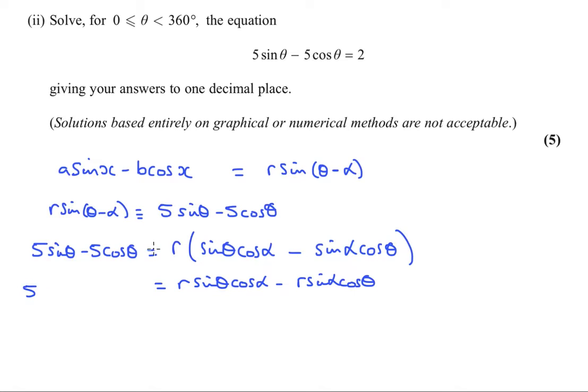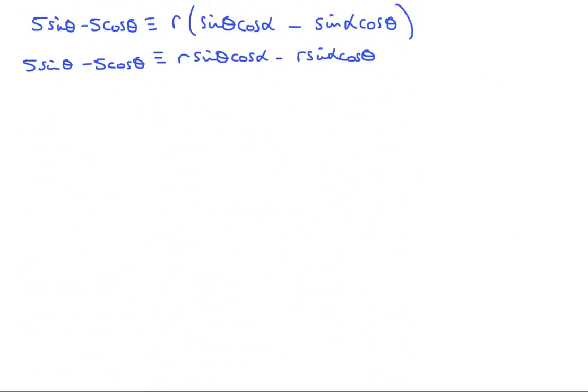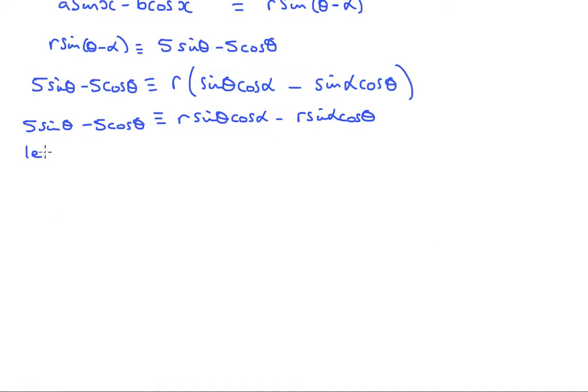And because this is an identity, the left hand side needs to equal the right hand side for all values of theta. So what we can now do is choose a value of theta to make this identity simplify down, to hopefully allow us to work out r and something about alpha as well. So the first value we're going to choose is 0, because sine of 0 is 0, and that's going to make this much easier to work with.